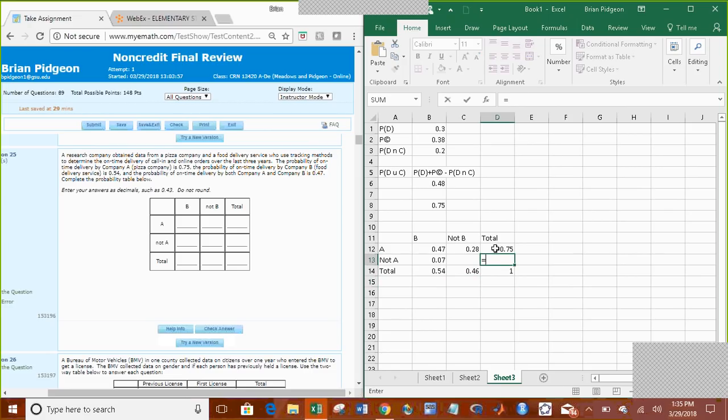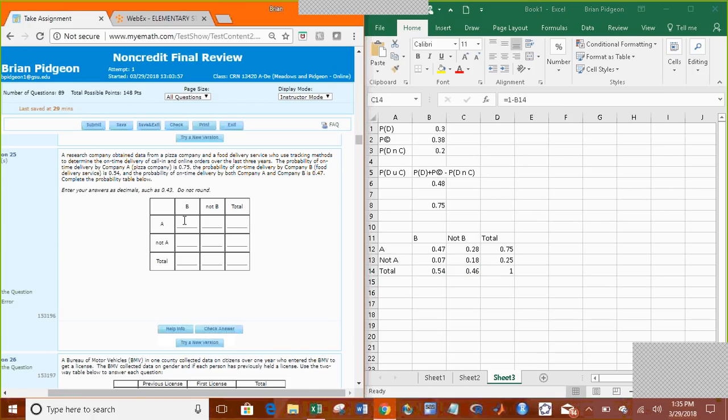This column has to add up to 1, so we just do 1 minus 0.75. Now we can really use any of the rows or columns we want. I'm just going to do the 0.46. This whole middle column adds up to 0.46, and one of the components is 0.28. And there we go: 0.47, 0.28, 0.75, 0.27, 0.28, 0.5, 0.4, 0.46, and then 1.